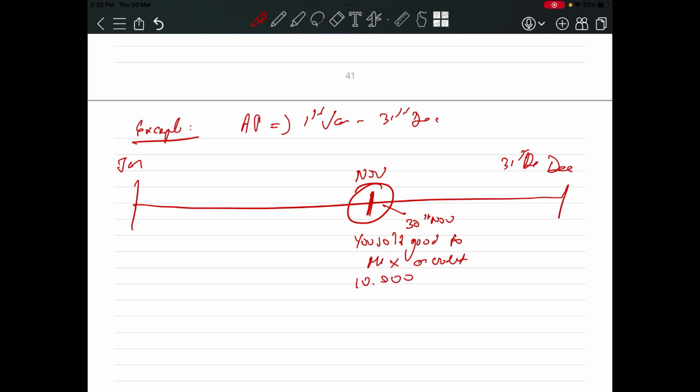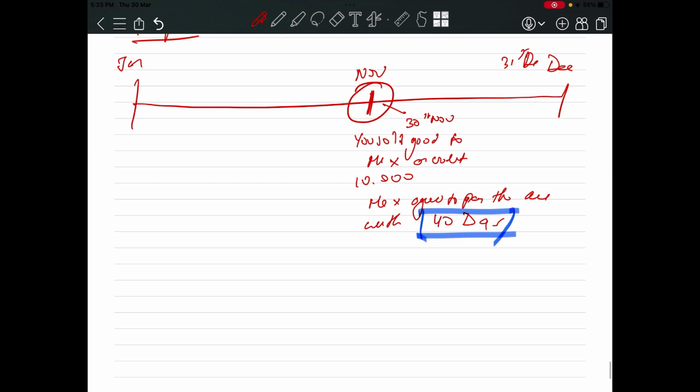Let's take the example. Sold goods on credit to Mr. X, 10,000. Now the credit term: Mr. X agreed to pay the amount within 40 days. Now when will he be liable to pay the amount? After the year ends. December has 31 days, and 9 more, so he'll be liable to pay on 9th Jan of the next year, the next accounting period.